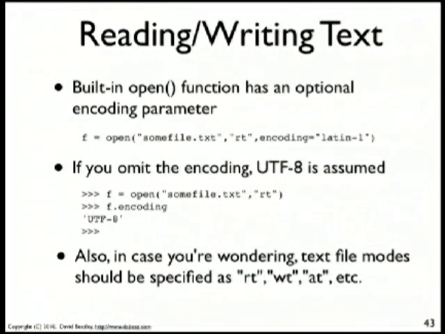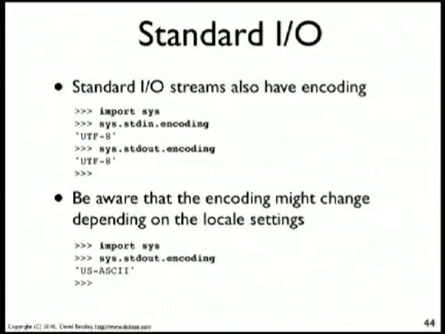One of the things that happens in Python 3, by the way, is that the open function for writing or reading a file has a new parameter available, encoding, where you can say, okay, I want to open some file, and the encoding is Latin 1. I'll say what that is in a second. If you omit the encoding, Python just assumes UTF-8. So UTF-8 is the default that Python 3 assumes for everything. That encoding also applies to standard I/O.